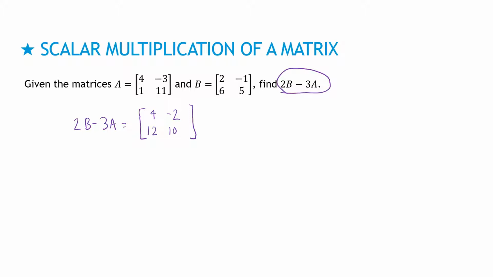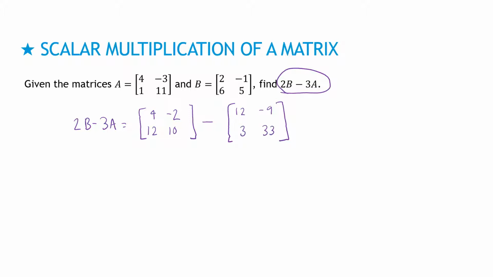So it's up to you. You can leave the subtraction here and just take 3 times A, or you could put a plus in between and multiply A by negative 3. Either way, it's the same thing. So I'm going to just take it times 3. 12, negative 9, 3, 33.